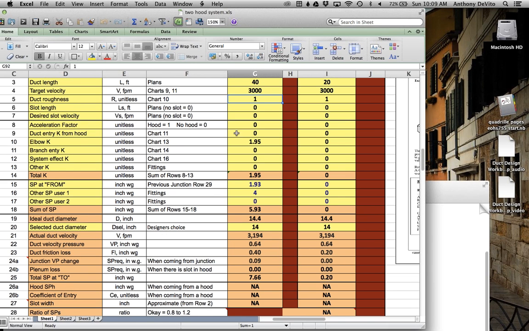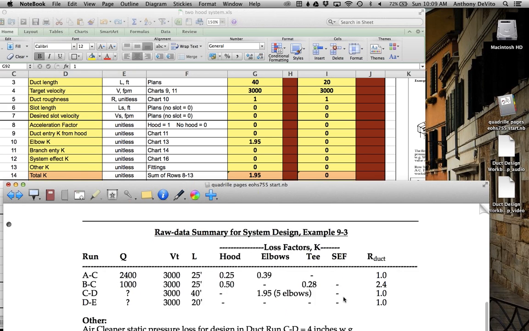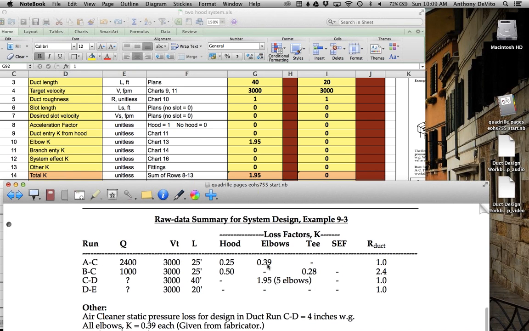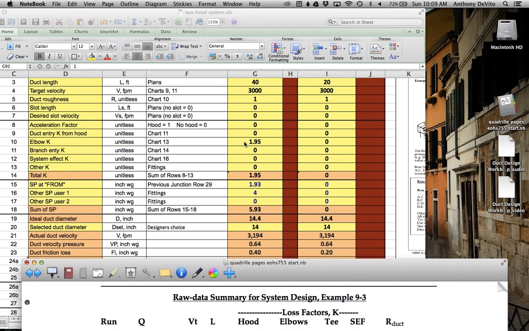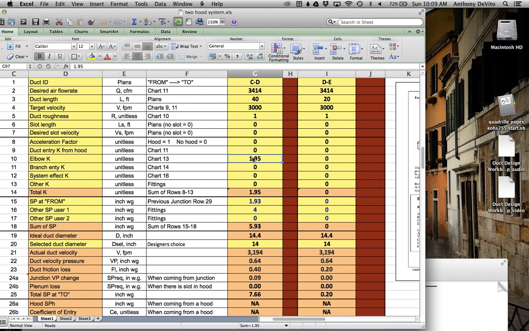Our elbow coefficient, let's see what our elbow coefficient was. Did they give it to us? Our elbow coefficient was 0.39, but we have 5 elbows. So it's 5 times 0.39, which comes up to 1.95. That's in there because that's a lot of resistance, since we've got 5 elbows in this system. You guys remember when we built our system in the lab what adding a lot of elbows did for us.